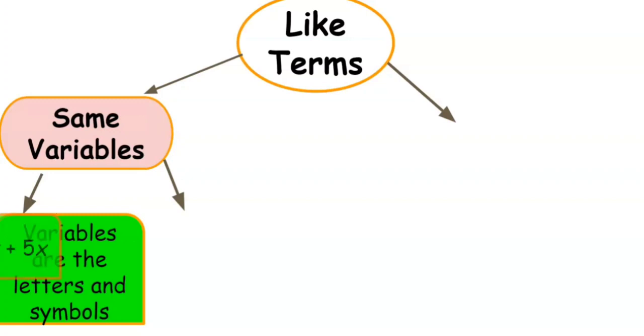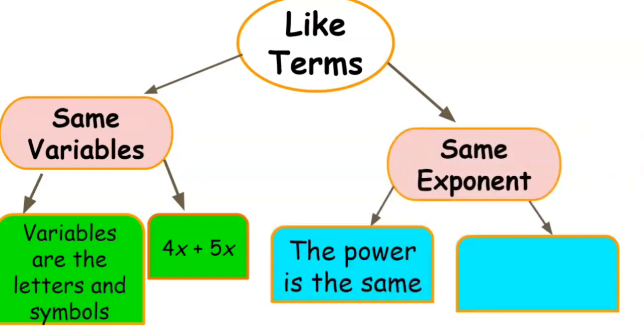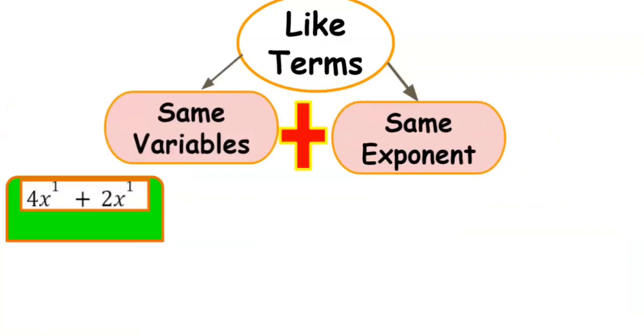And so for example, if we have 4x plus 5x, we can go ahead and add these two terms because our variables are the same. They are x. However, for them to be like terms, they also need to have the same exponent. What do we mean by that? The power must be the same. The index or indices must be the same. So for example, we have 3y squared minus 2y squared.